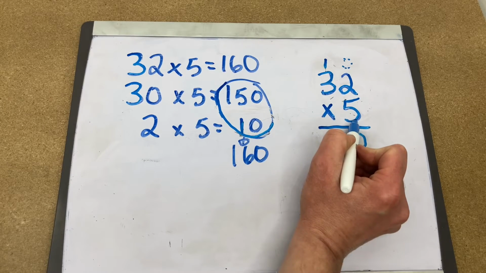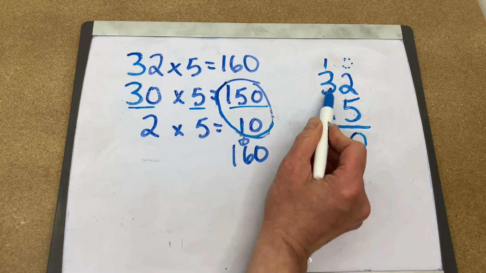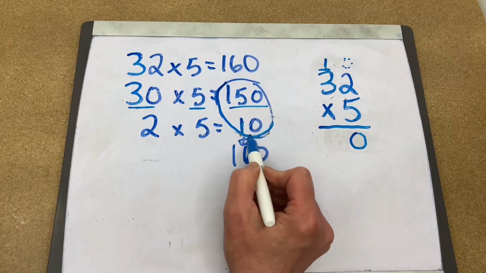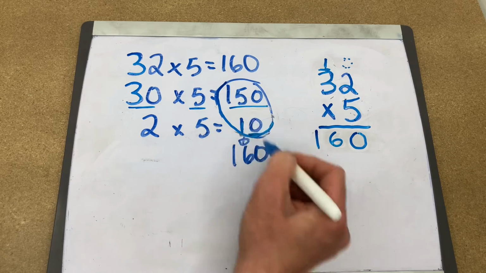Then we multiply 30 times 5 is 150. That's the same thing as 30 times 5 over here. It's 150 plus the extra 10, which is this 10 here, to equal 160. So it's the same answer.